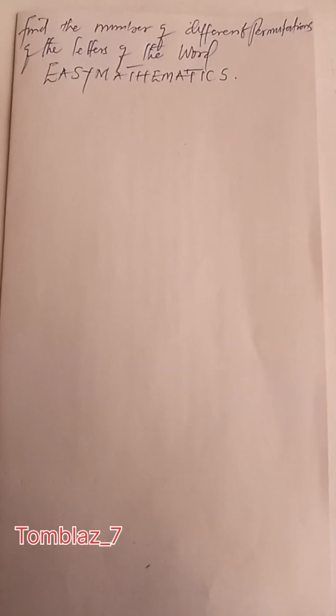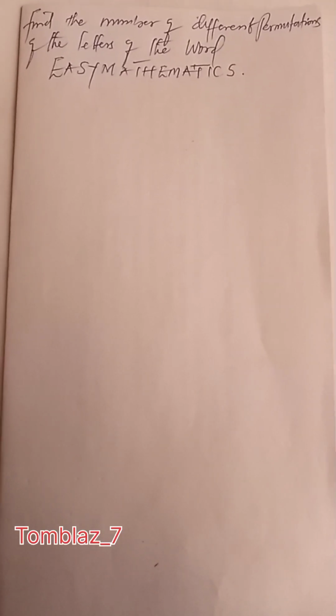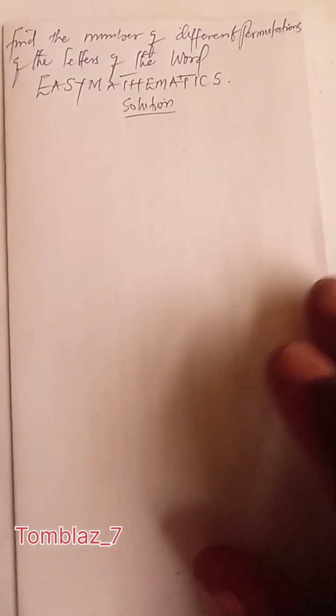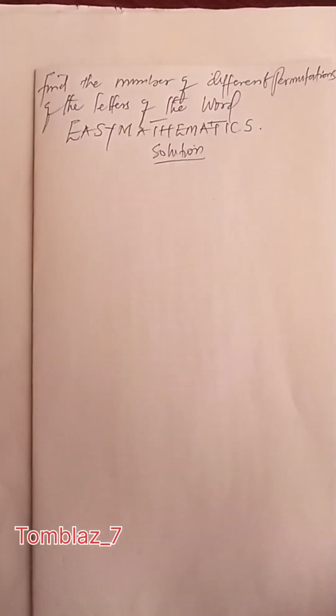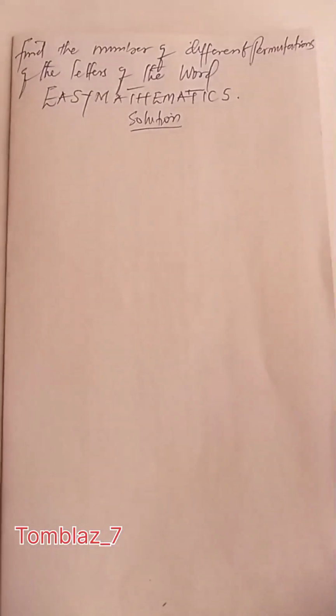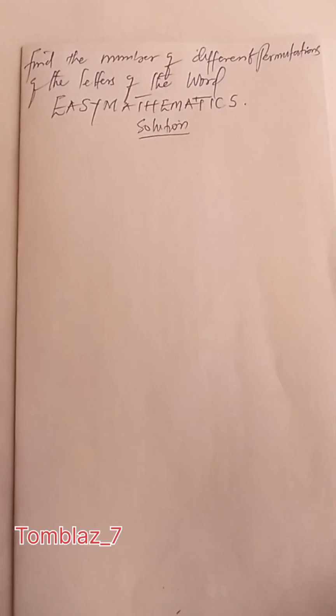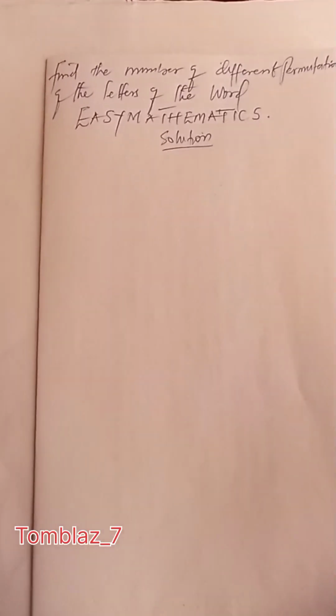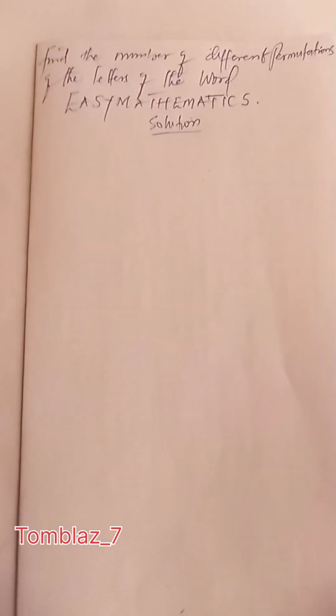I have this question that says we should find the number of different permutations of the letters of the word "easy mathematics". Okay, so solution. Now, permutation is arrangement, right? So unlike combination, that is selection. So they want us to arrange these letters and see how many ways it can be arranged, right?